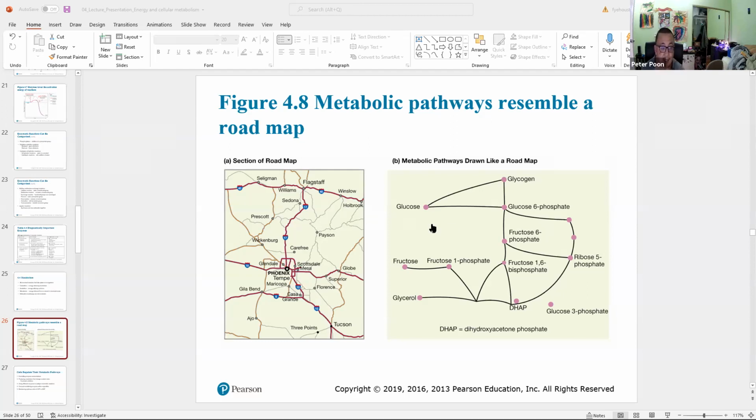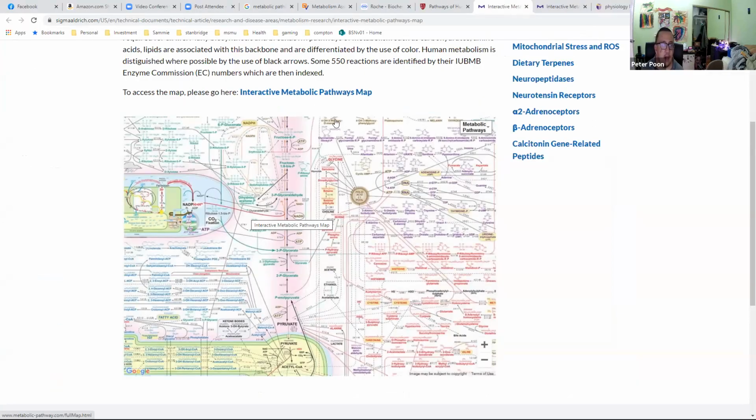Okay. Actually, I'm going to have you take a look right here. This is what metabolic pathways actually look like. The way we present it in class is always a very simplified version. You guys are not training biochemists or anything, right? So this is what it actually looks like and what is actually happening.